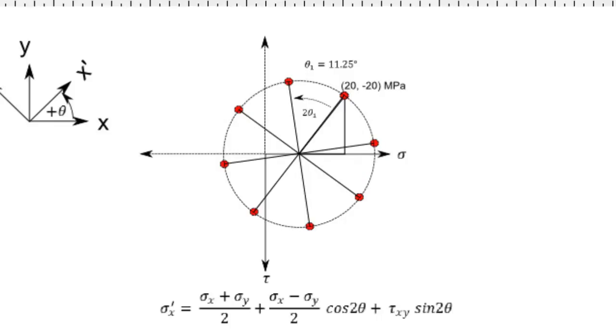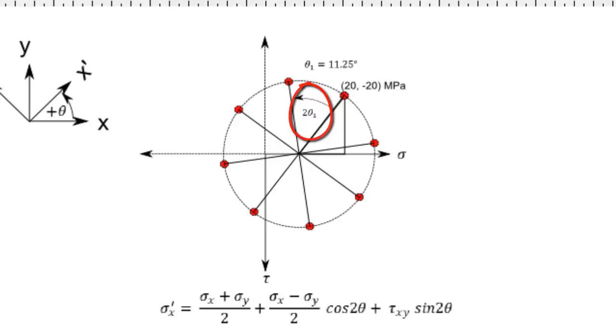Now, an important point to remember when constructing and analyzing Mohr's circle is to always remember the orientation of the coordinate system, namely that positive normal stress is to the right and positive shear stress is plotted down. Once this is done, the angle theta is positive in the counterclockwise direction.